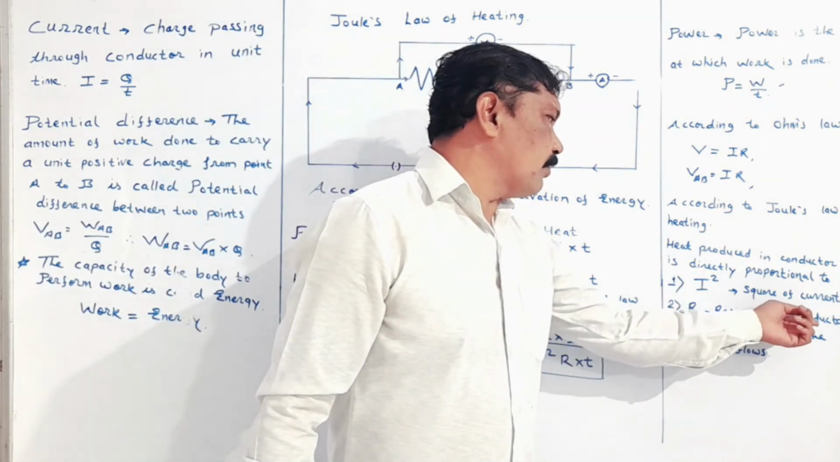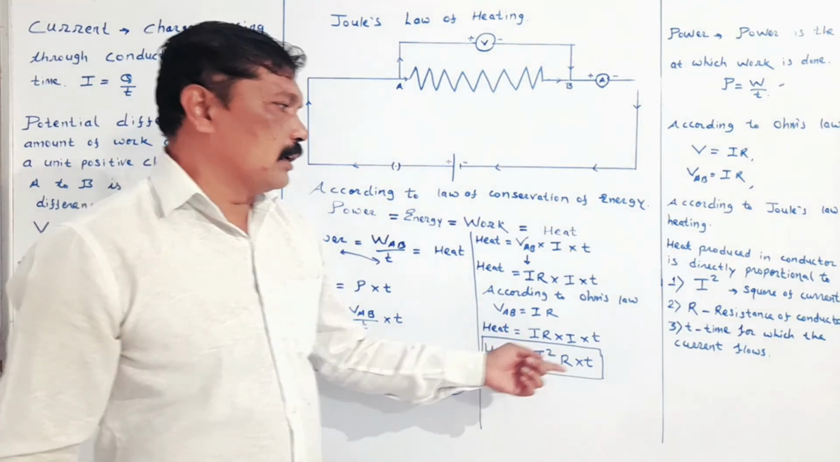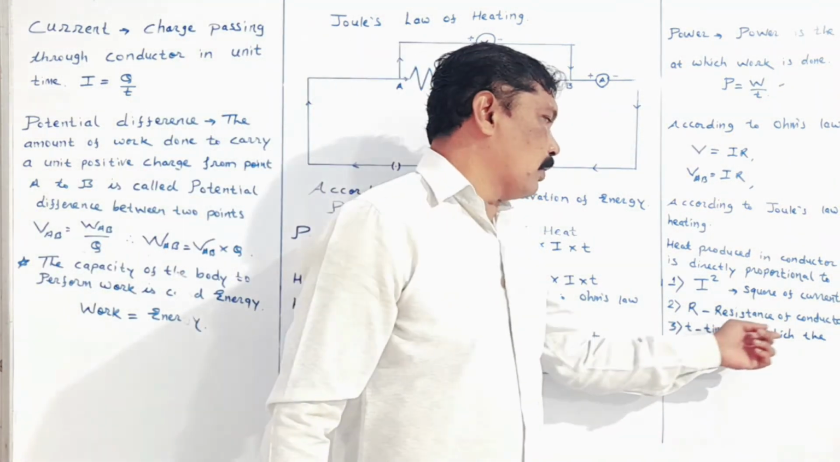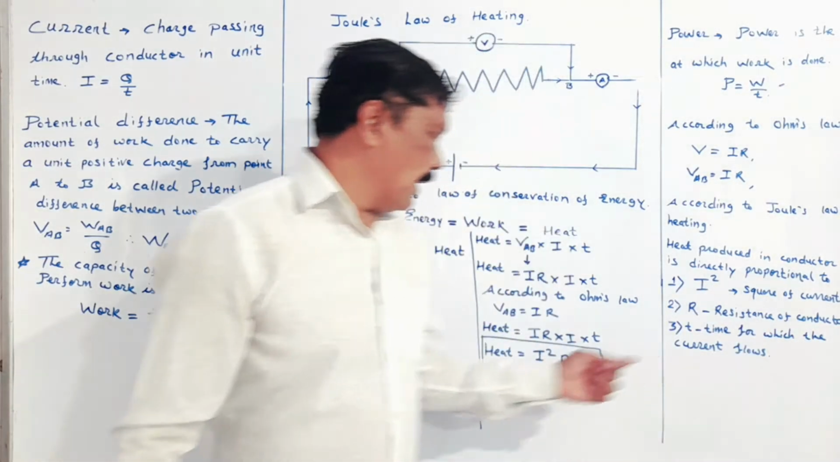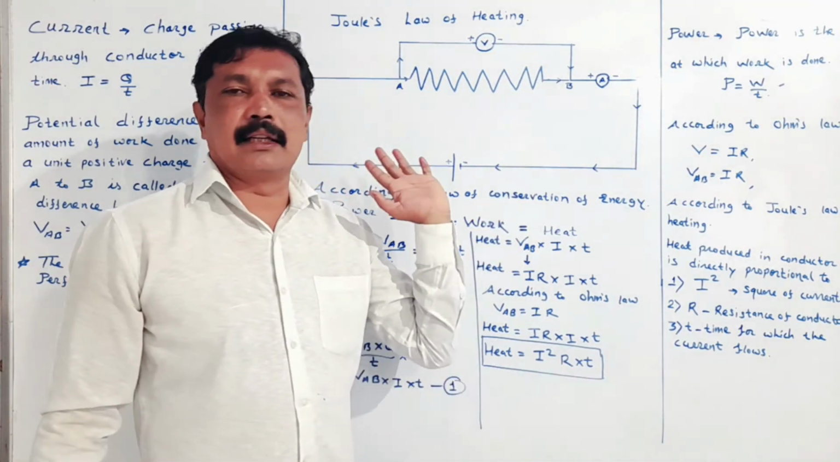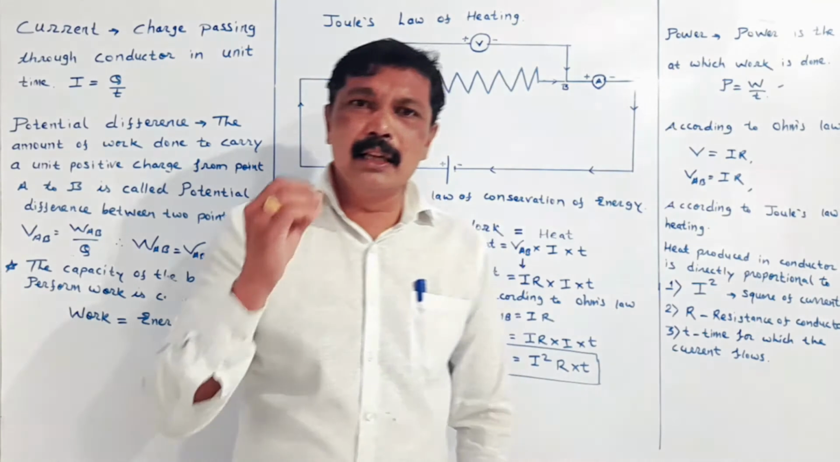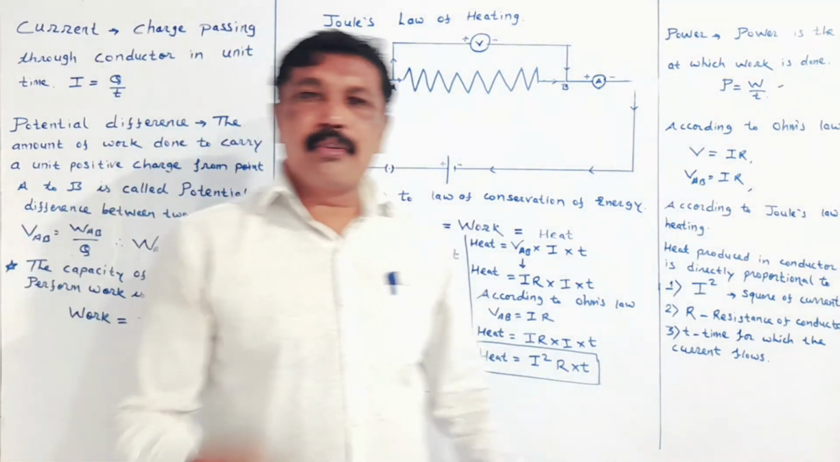R is the resistance of the conductor, and T is the time for which the current flows, the time taken for the current to flow through the circuit. My dear student, here we are studying Joule's law of heating.